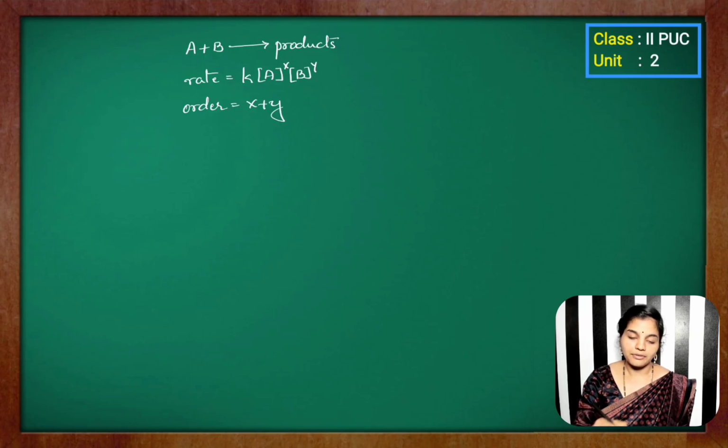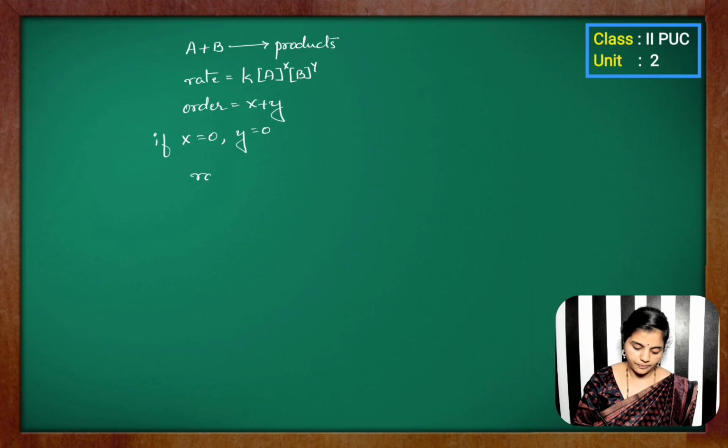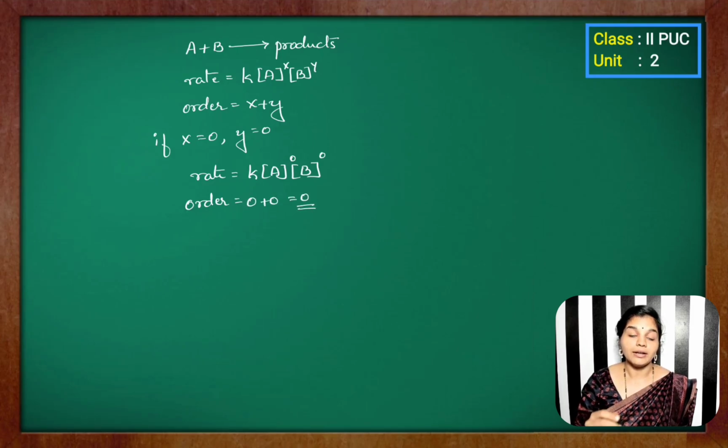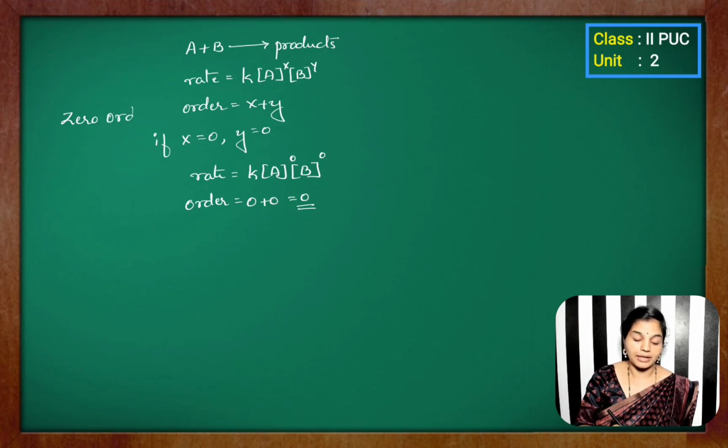Now for a given reaction, if X is equal to 0 and Y is equal to 0, rate is equal to rate constant into concentration of A to the power 0, concentration of B to the power 0. So here now if I check the order of the reaction, order is equal to X plus Y. So now it is 0 plus 0, which is equal to 0. So when the order of reaction is 0, we call it a zero order reaction. So when X is 0 and Y is 0, that particular chemical reaction is a zero order reaction.